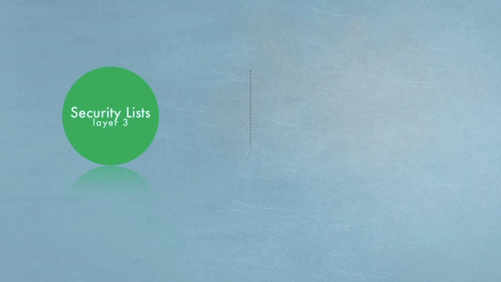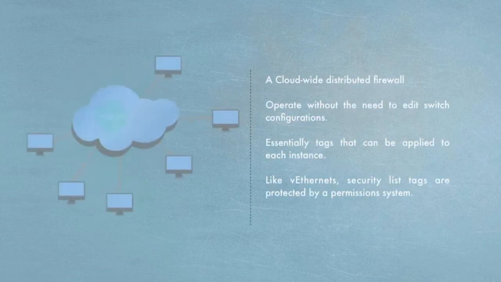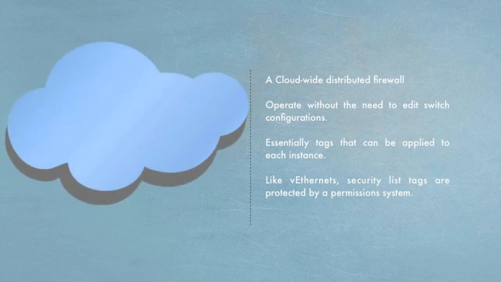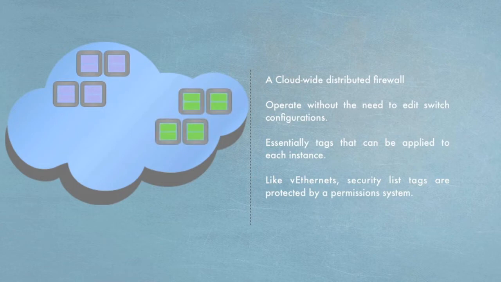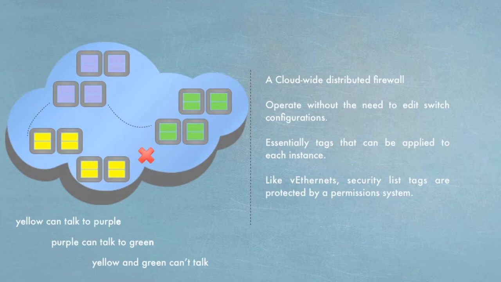Security lists are a cloud-wide distributed firewall that protects VM instances from each other on a flat network. They operate without the need to edit switch configurations or to set up IP by IP firewall rules. Security lists are essentially tags that can be applied to each VM instance as it is launched. Security rules are set up to say how instances with different tags can talk to each other. In other words, which instances can talk to which other instances and over what ports.